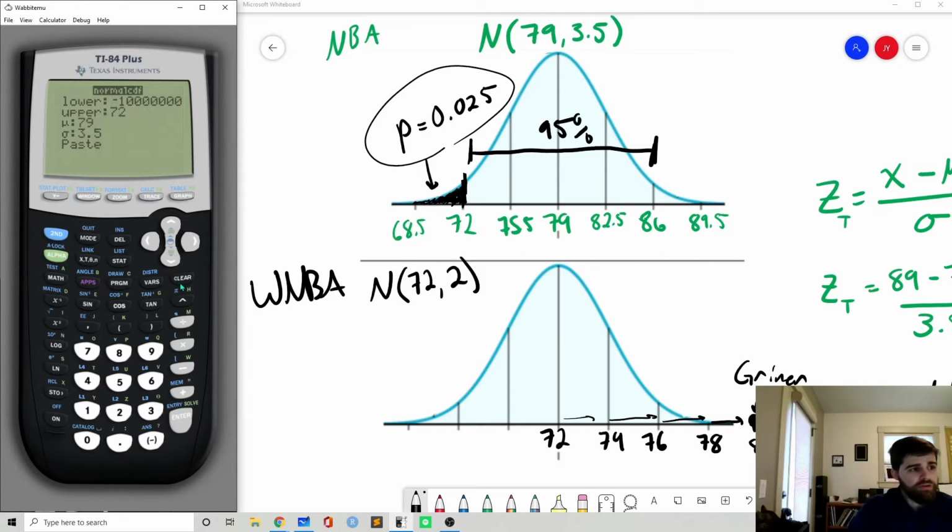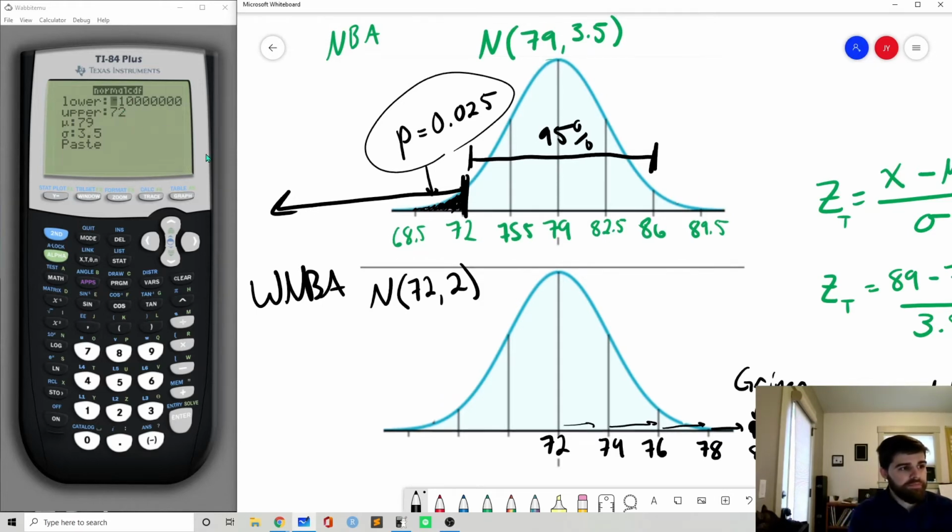Cool. So we're looking at 6 feet. So we're looking at the interval from 6 feet to forever. So when you type in your normal CDF, we're just typing in an interval. So I want to know what proportion of this curve is between 72 and negative big number. It doesn't matter what number we put in here.